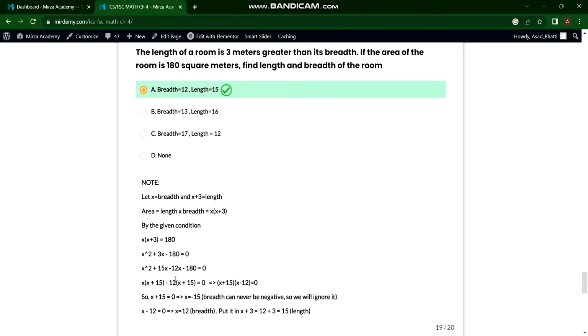So here by solving by factorization, we'll get the value of x as minus 15 and x equal to 12. Because area is always positive, breadth can never be negative. So we'll ignore the negative value, and we get the value of x equal to 12, which is the breadth. Put x equal to 12 in x plus 3. By solving that, we get 15. So breadth is 12 and length is 15. So A option is correct.